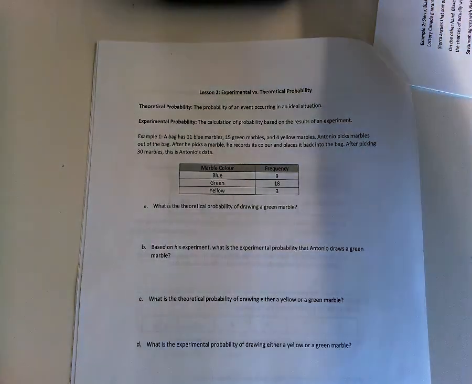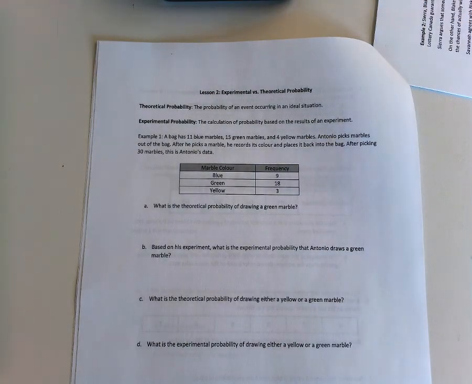In this lesson, we're going to talk about the difference between experimental and theoretical probability. Theoretical probability is the probability of an event occurring in an ideal situation, whereas experimental probability is the calculation of probability based on an experiment. So these can be different. These probabilities can have different values.